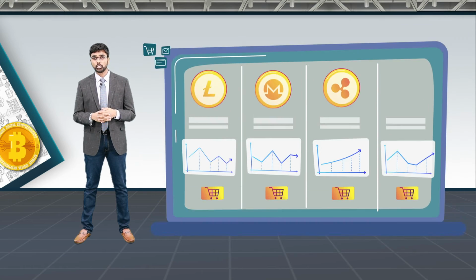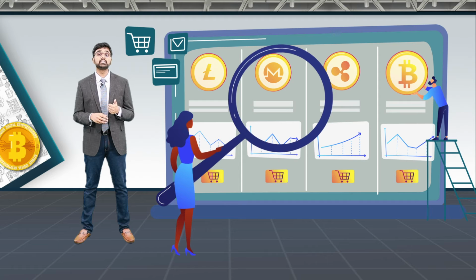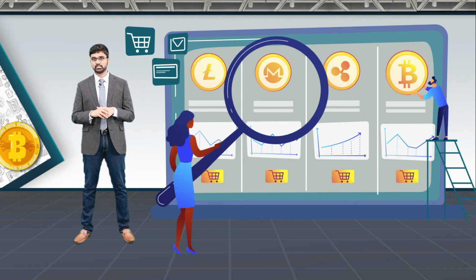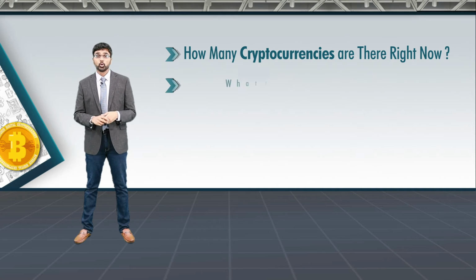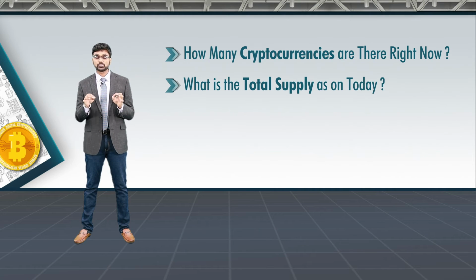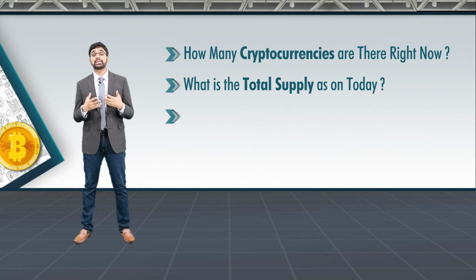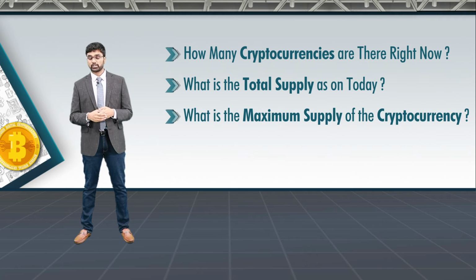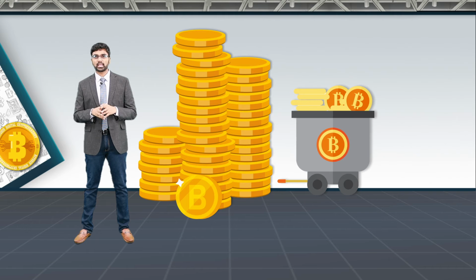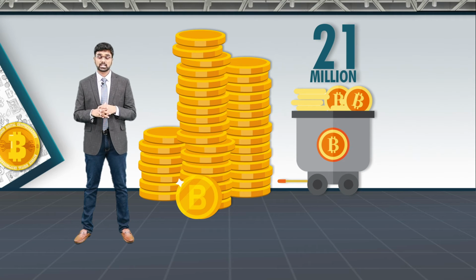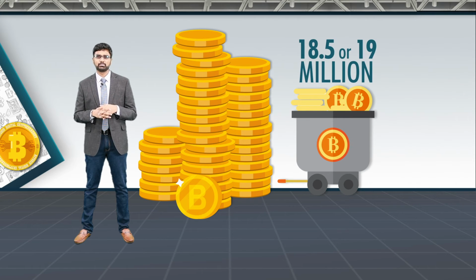For example, you should find out the entire circulating supply of a particular cryptocurrency. How many cryptocurrencies are there right now in the supply? What is the total supply as of today? What is the maximum supply that can go? Taking Bitcoin's perspective, Bitcoin's maximum supply is 21 million. There will be only 21 million Bitcoins ever in the future. But as of today, the total supply is around 18.5 or 19 million.